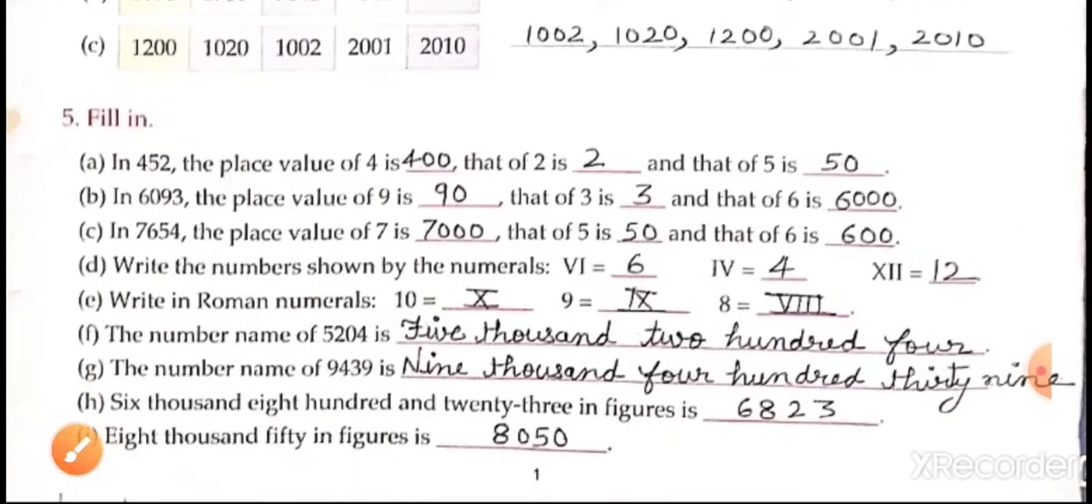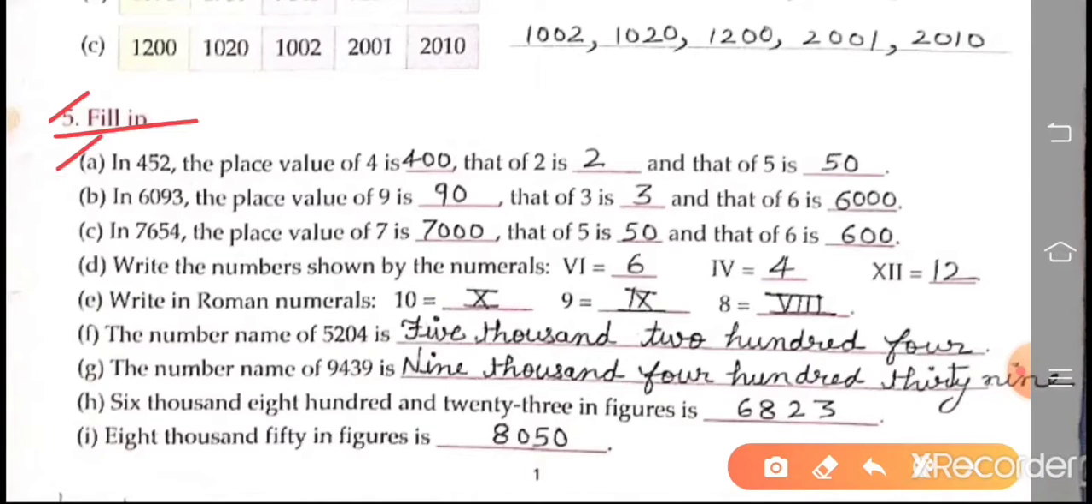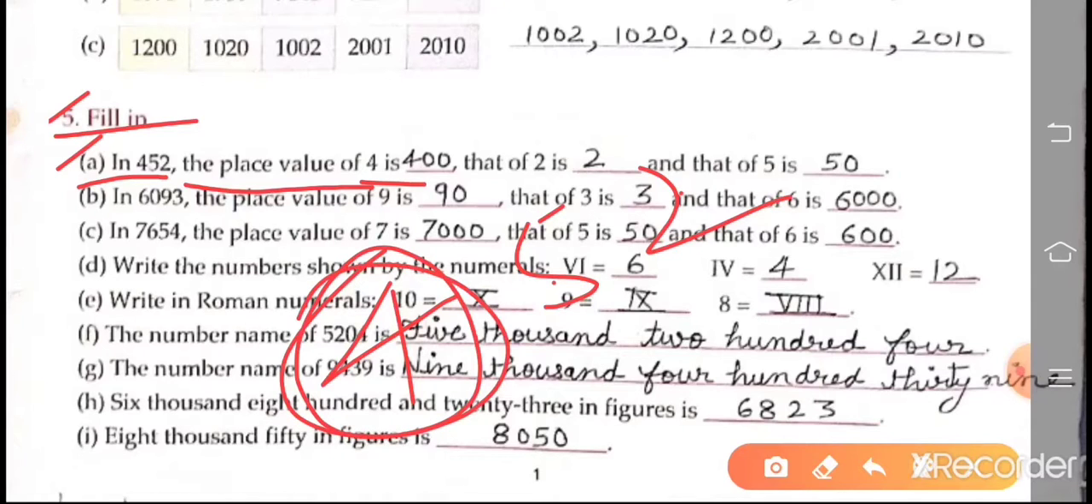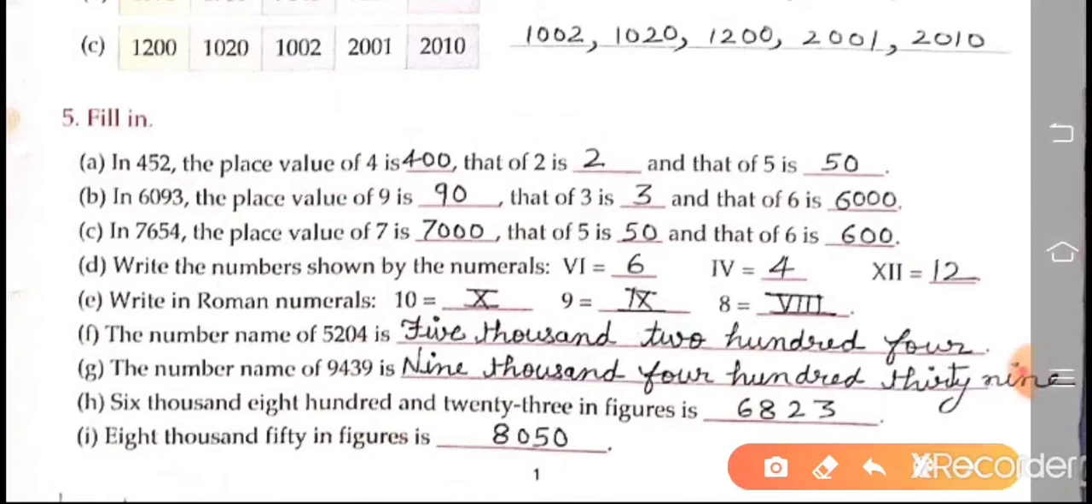Now question number 5, fill in. A part. In 452 the place value of 4 is, so in 452 ones, tens, 100, 4 is at 100 place, so place value of 4 is 4 multiply 100, 400. That of 2 is at ones place, so place value of 2 is 2 multiply 1, means 2. And the place value of 5 is at tens place, so 5 multiply 10, so place value of 5 is 50.